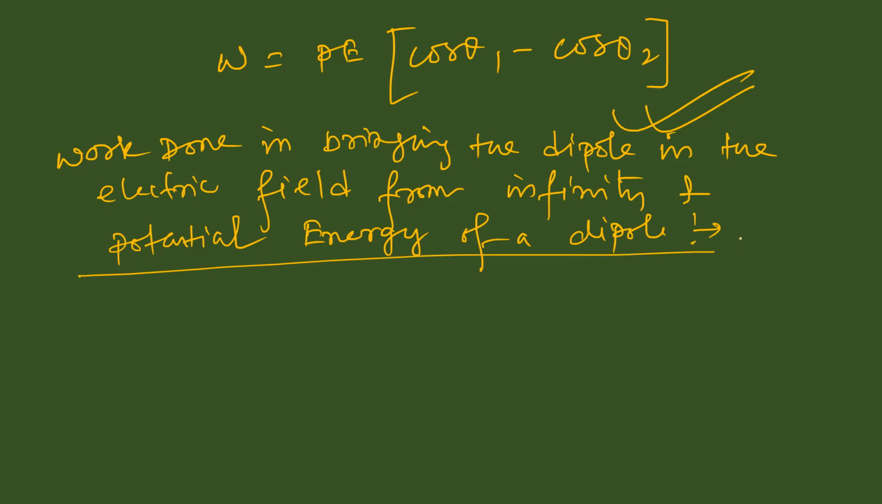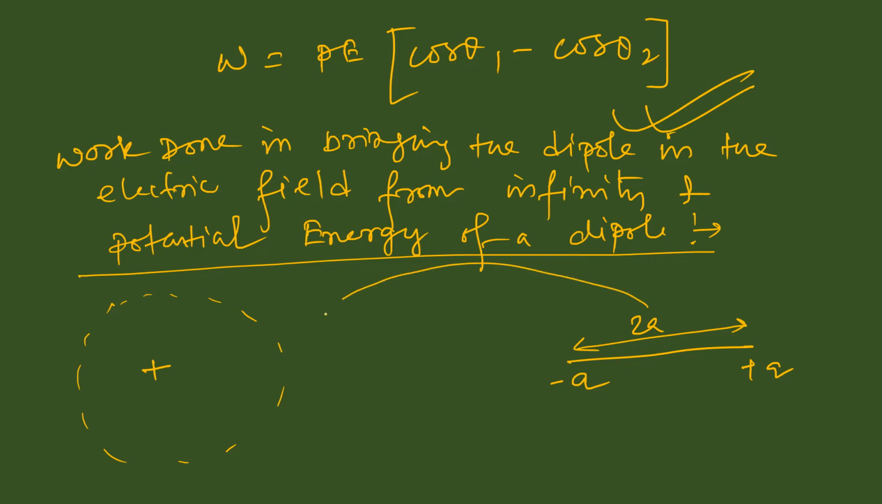Now assume that this is the electric field due to a positive charge. This is our electric field. This is the dipole, having charges minus q and plus q, and the separation between the two charges is 2a. You apply some force on the dipole and bring the dipole into the electric field. Whenever the dipole is placed into the electric field, it should be placed in that way.